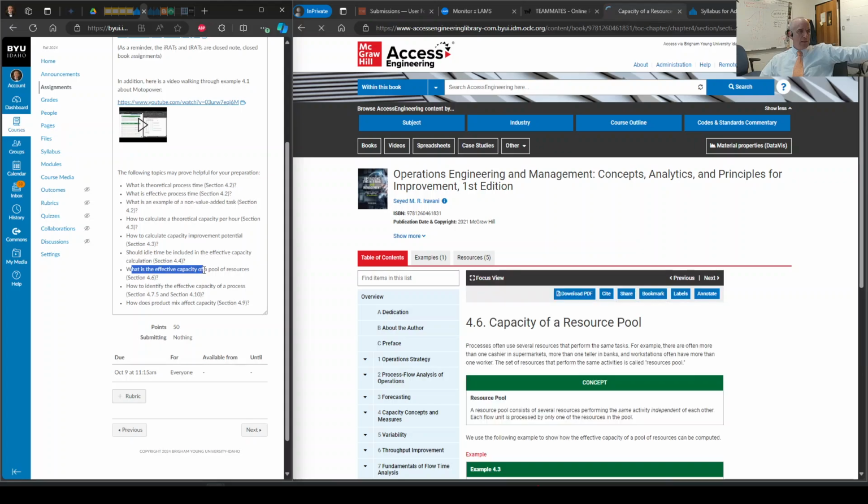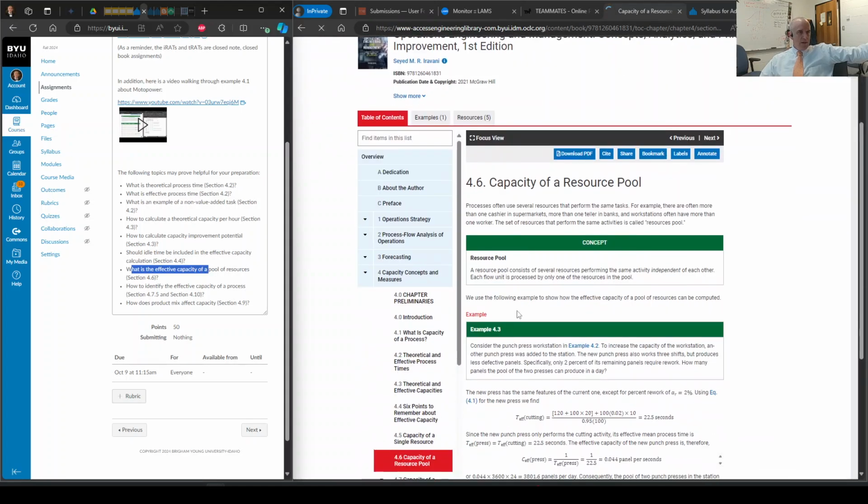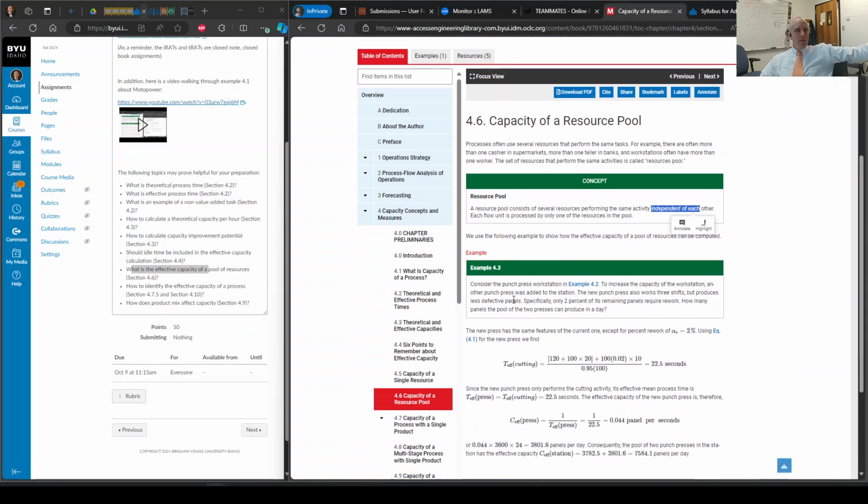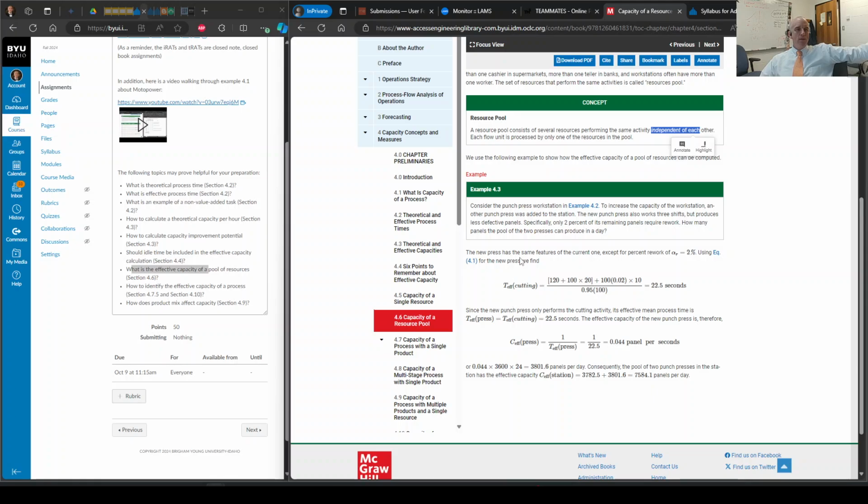What is the effective capacity of a pool of resources? And a pool consists of several resources performing the same activity independent of each other. So this means that every product that goes through this resource pool does not necessarily go through every resource in this pool, right? You can have two machines doing the same thing, and a single product would not need to go to both machines. And in this case, each flow unit is processed by only one of the resources in the pool.